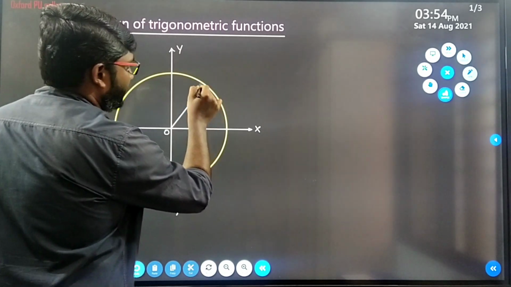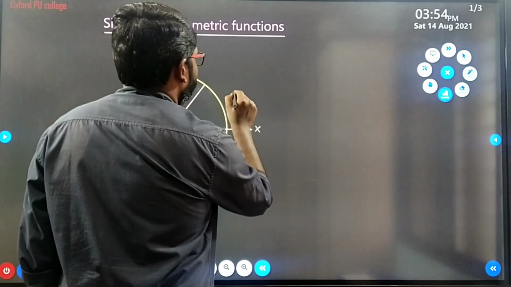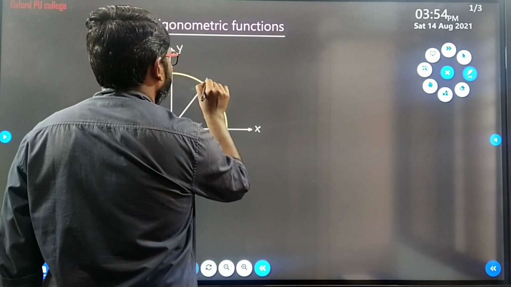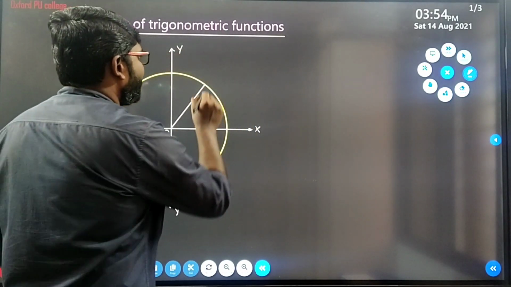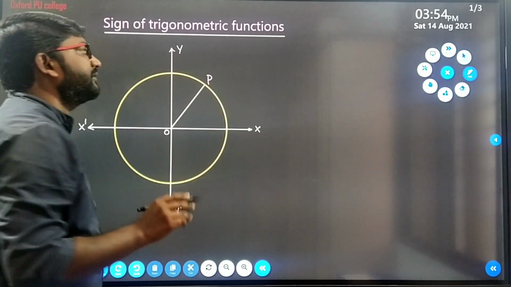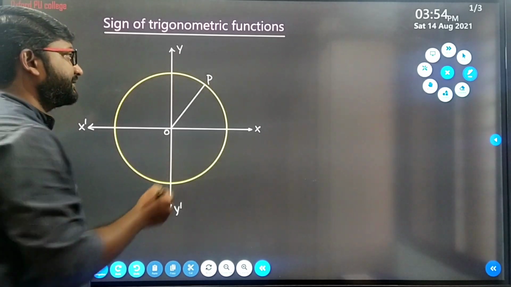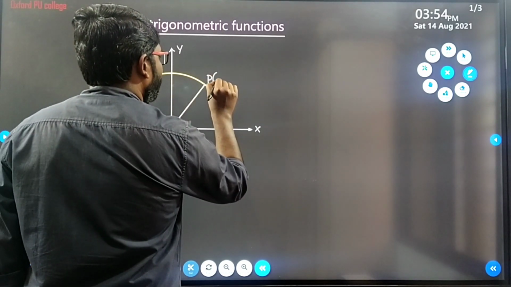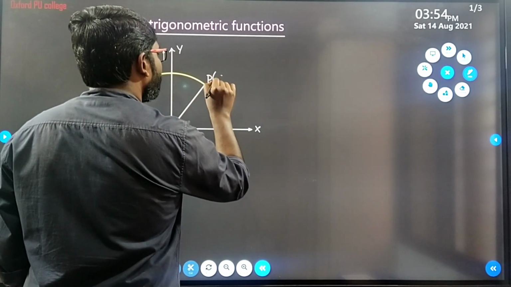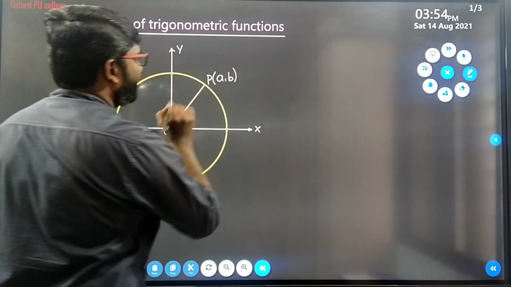So this is the point P now. Let us name this. So what are the coordinates of the point P here? Either a comma b, small a comma small b, or cos x comma sin x. So P of a comma b.